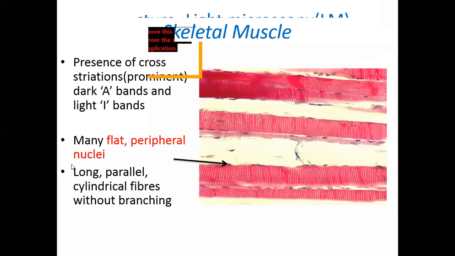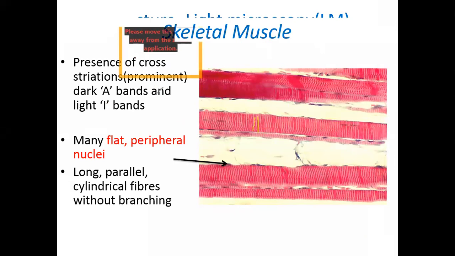Under the light microscope, we can only see this much. We can see the cross striations. Cross striations means these lines. I hope you know this. Can you see all these zigzag lines? These are called cross striations. Do you want me to draw or no need? Yeah, here the lines, these are called cross striations.